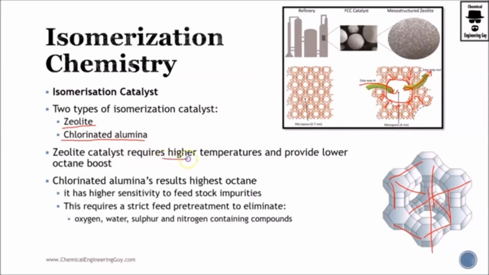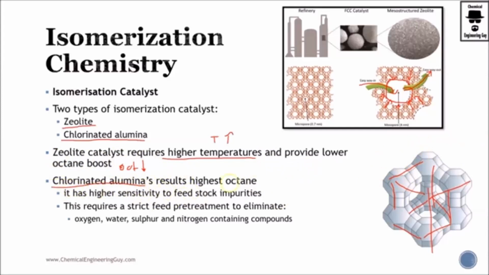Zeolite catalyst requires higher temperatures, so that's a disadvantage, and provides a lower octane boost, so that's bad. So probably you're wondering why we would want to use zeolites. We're going to see later, essentially because these zeolites are a little bit more complicated to poison compared to chlorinated alumina.